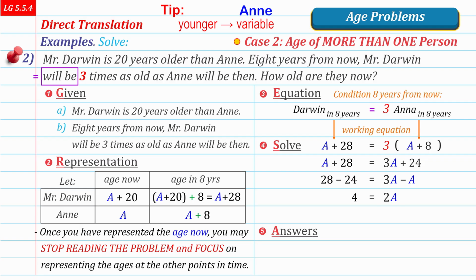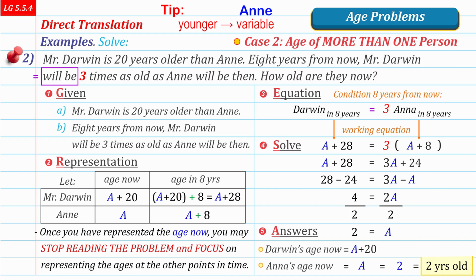Simplify both sides by removing the numerical coefficient 2. Divide both sides by 2. We have 4 divided by 2 is 2, and 2A divided by 2 is A, giving us a value of A equals 2. Now, for the answers, we have solved for A, which is Anne's age now. See how convenient it is to letting the age of Anne now be equal to A? So she is 2 years old.